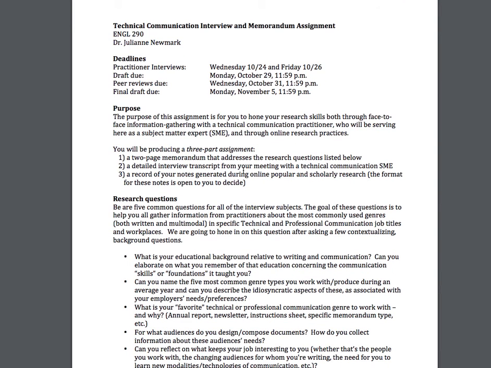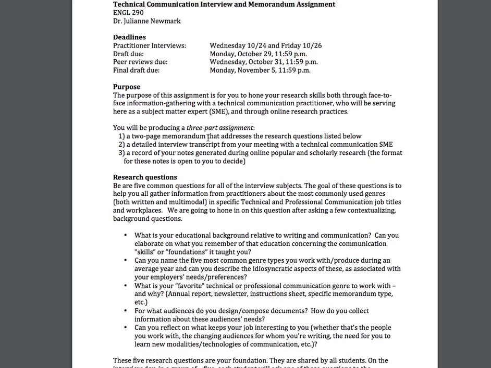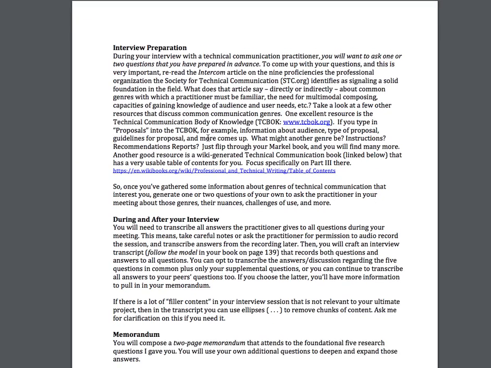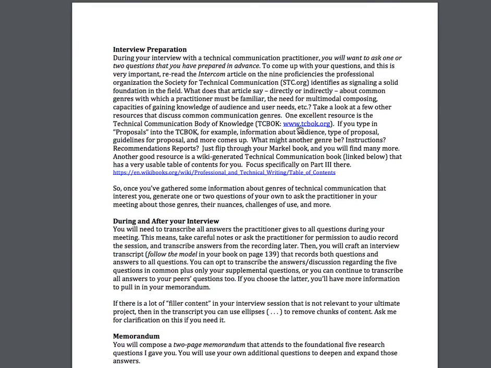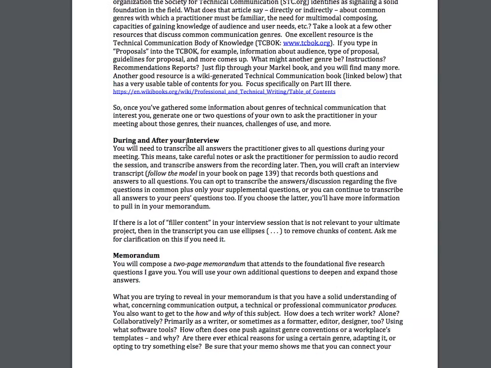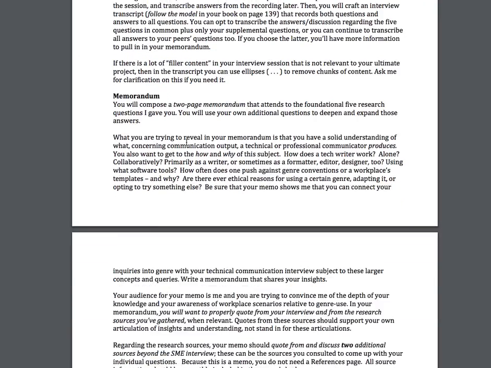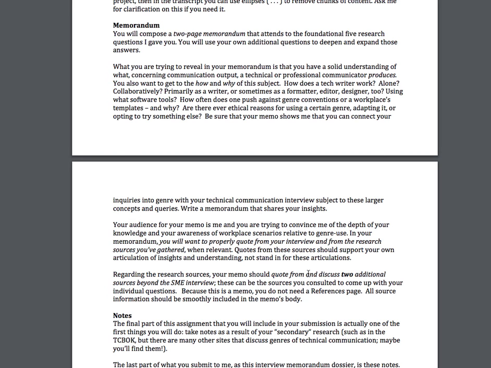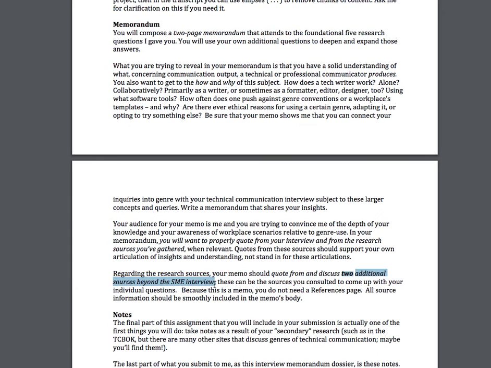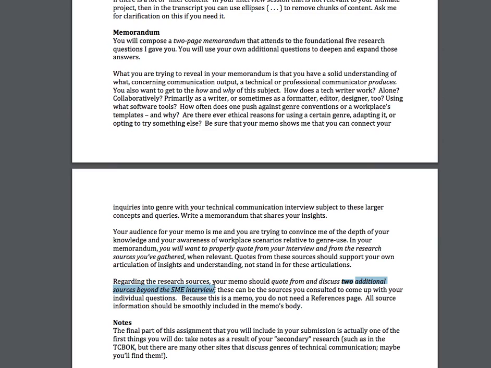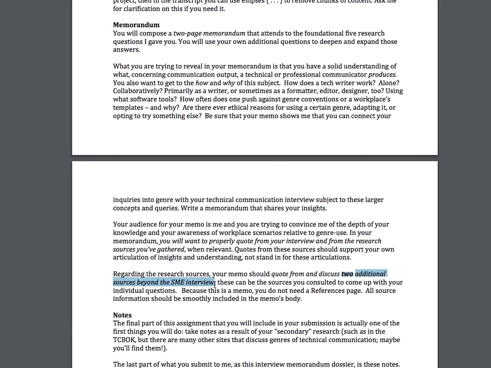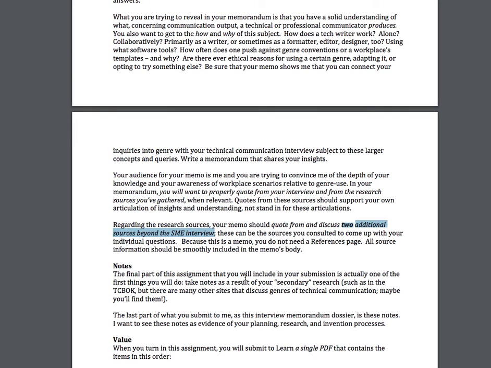So next week, the final draft is due, and so they're the research questions, and what I'm asking you to do, you had to prepare by doing some research in advance, and in your memo, this is what you need to read again. Regarding the research sources, your memo should quote from and discuss 2 additional sources beyond the SME interview. Okay, and so you did that research because I asked you to do it before the interview. Your memo needs to attend to that too as well. All right, so that is the point that I just wanted to highlight in the assignment itself.